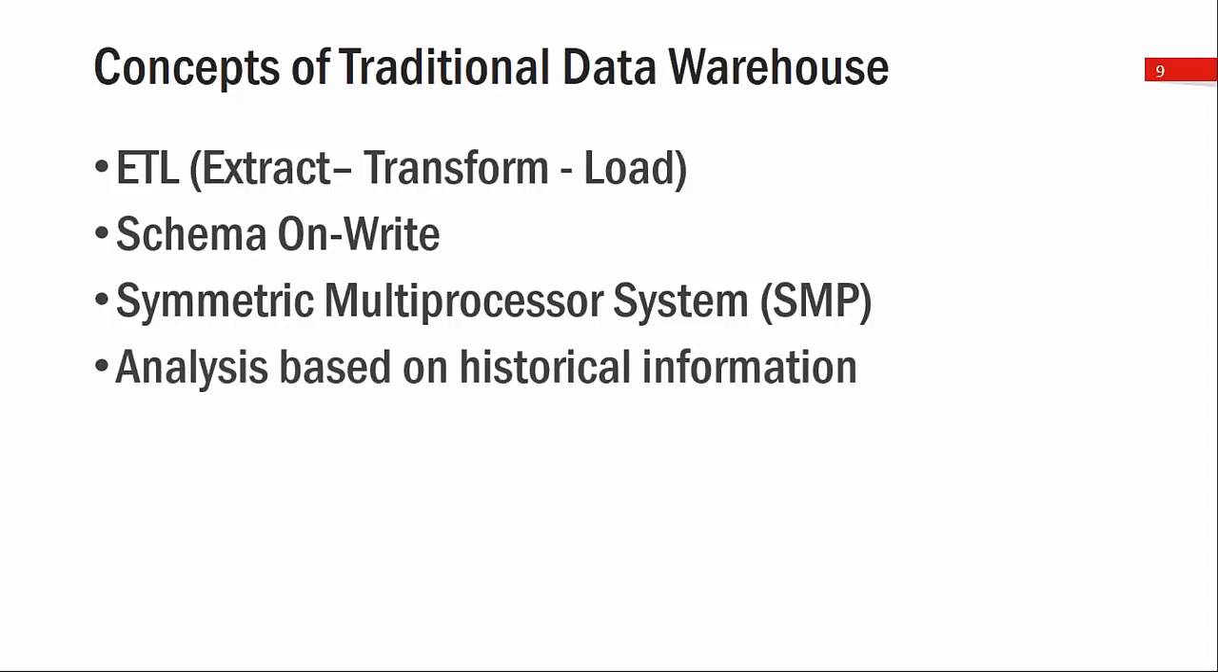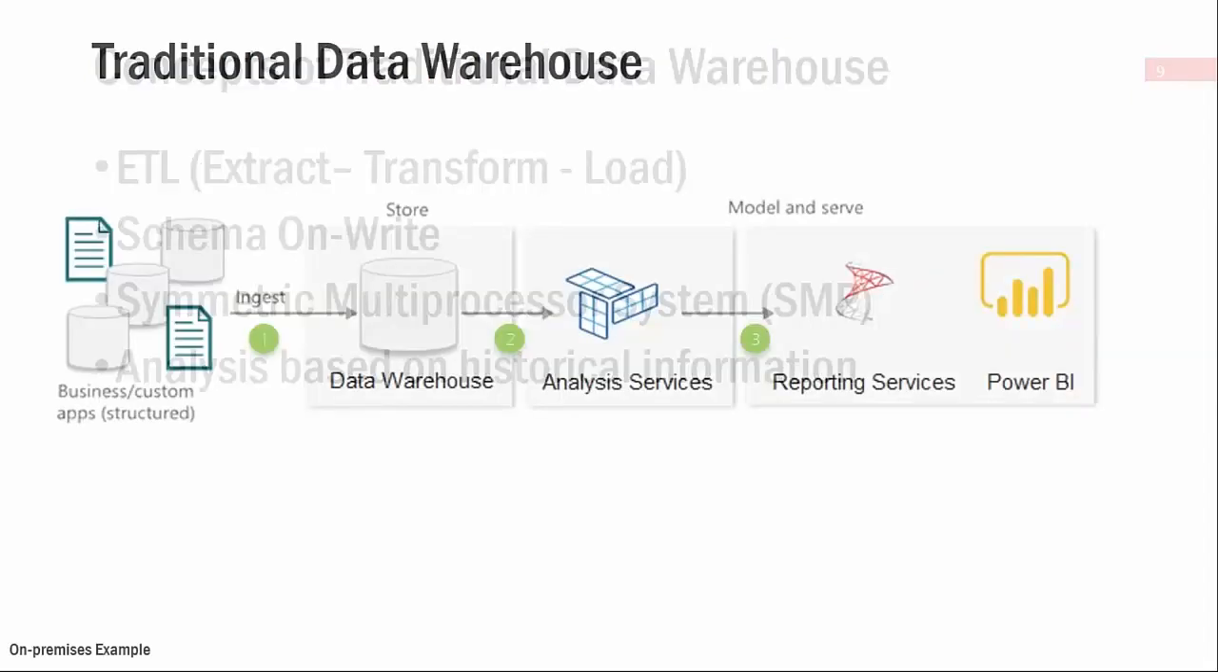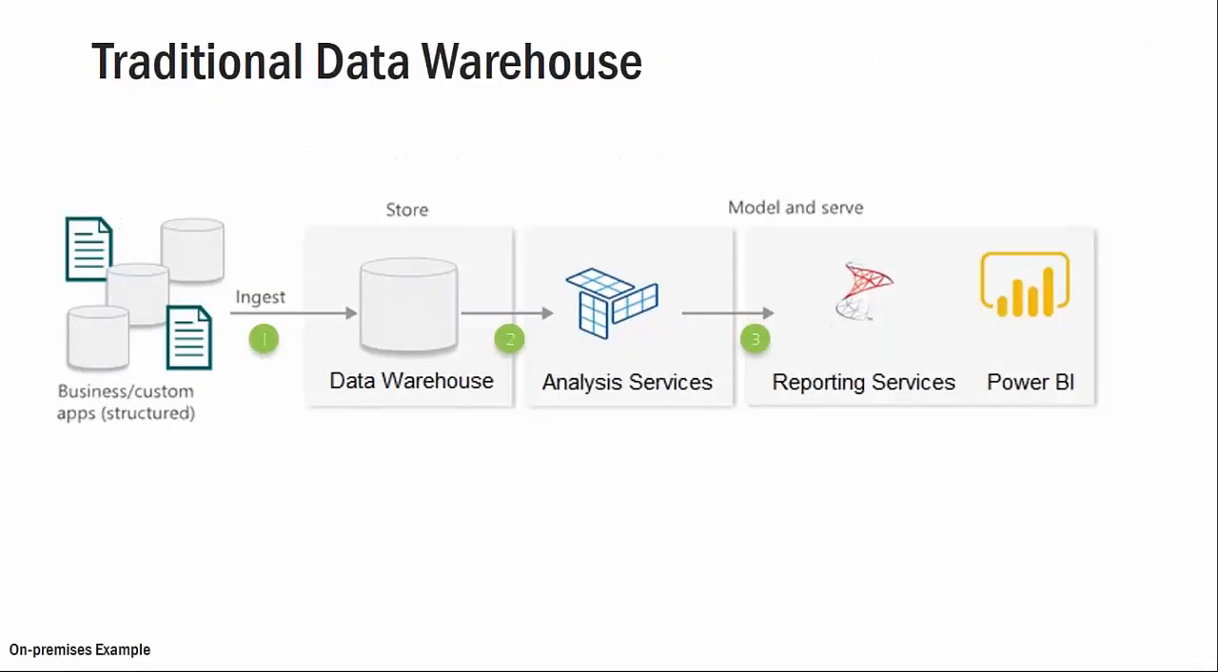And basically all the analysis is based on historical information. Okay, we're trying to answer questions such as what did happen, when did it happen, and how did it happen. Okay, so let's give an example of a traditional data warehouse architecture. On the left side, as you can see, we have our sources, ERP systems, CRMs, other sources, and we're going to ingest the information into our data warehouse.